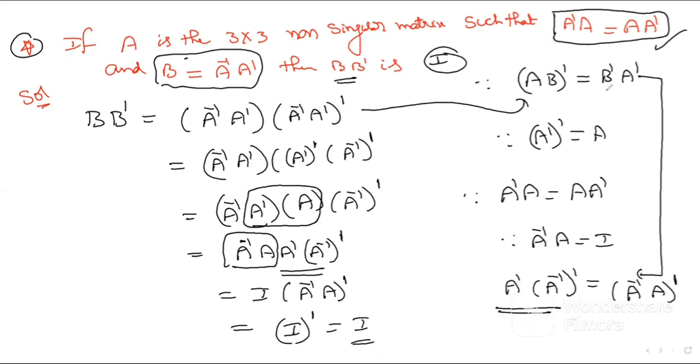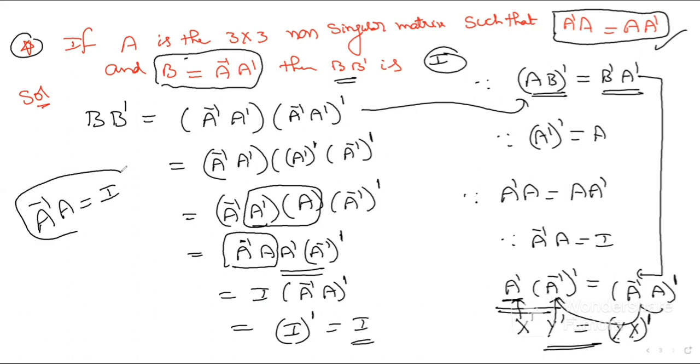Here B dash A dash value is (AB)'. Here A dash into (A inverse)' is nothing but (A inverse into A)'. Here, X dash into Y dash is equal to what? The formula is (YX)'. Now we should apply this property (YX)'. So here it is (A inverse A)'. A inverse into A is nothing but the unit matrix I, by using the inverse property.